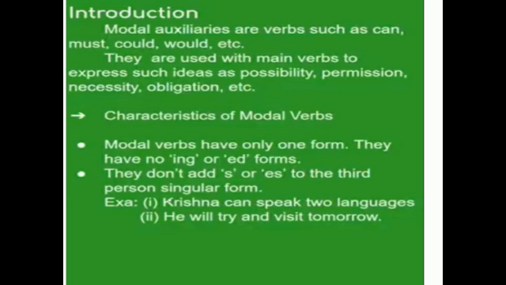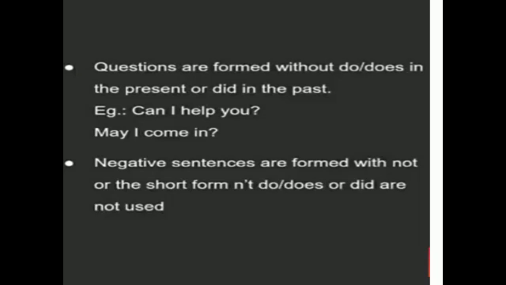Now, which are the primary auxiliaries? The forms of the verbs be, have and do. Questions are formed without do or does in the present or did in the past. Example, can I help you? May I come in? I can sing. Negative sentences are formed with not or the short form n't; do or does or did are not used.